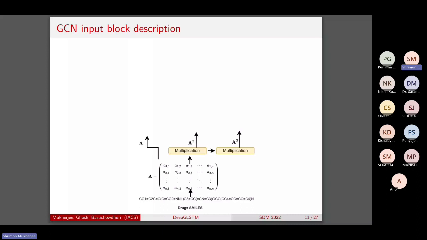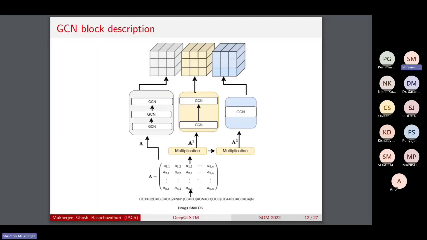So basically, this is the input block. This is how we format our input representation of the drug SMILES for the GCN encoder. This is the main GCN block description. I have previously said that what the GCN does is it takes the source node's embedding and updates its embedding by getting the 1 hop, 2 hop, or 3 hop neighbors' embedding.